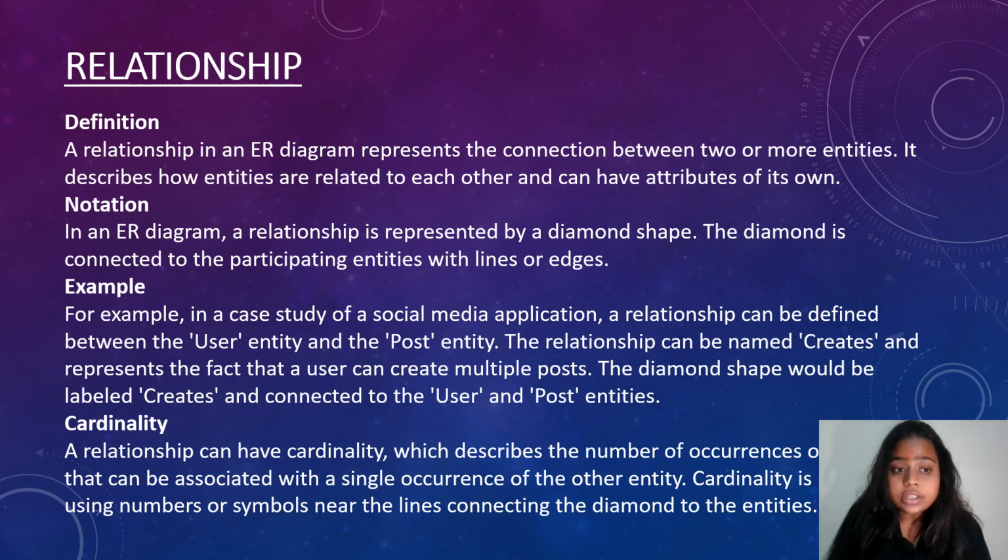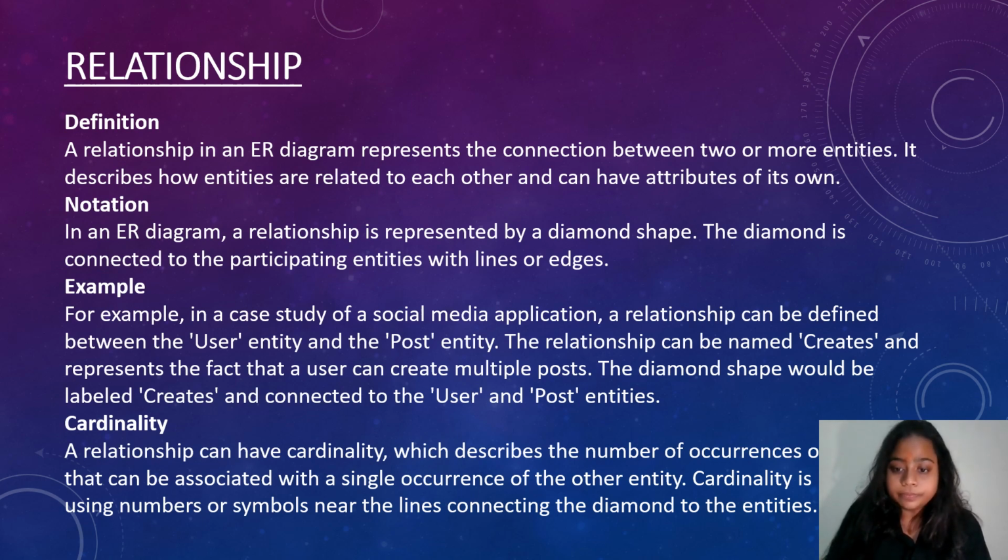So the notation in an ER diagram: the relationship is represented by a diamond shape. The diamond is connected to the participating entities with lines or edges. For example, in a case study of a social media application, a relationship can be defined between the user entity and the post entity. The relationship can be named creates, and that represents the fact that the user can create multiple posts. A diamond shape would be labeled creates and connected to the user and post entities.